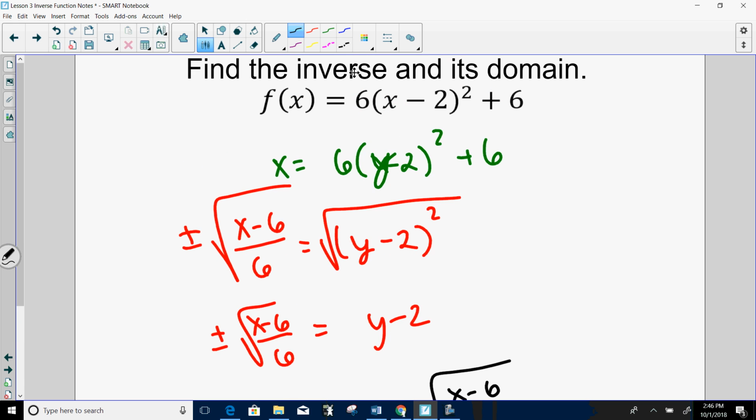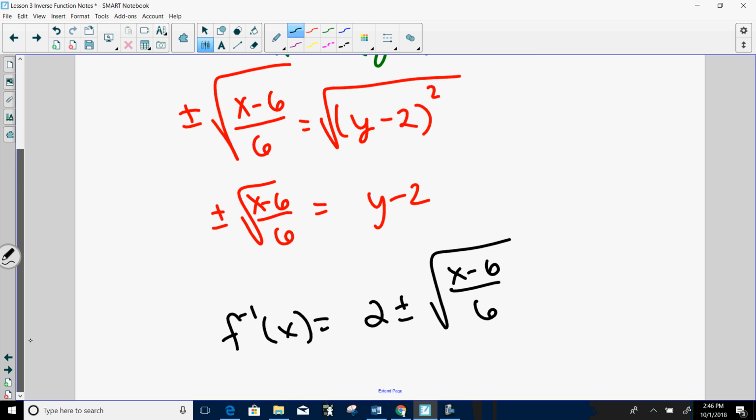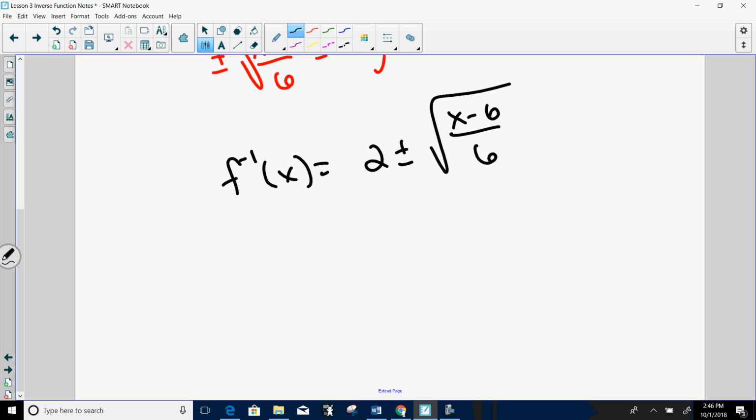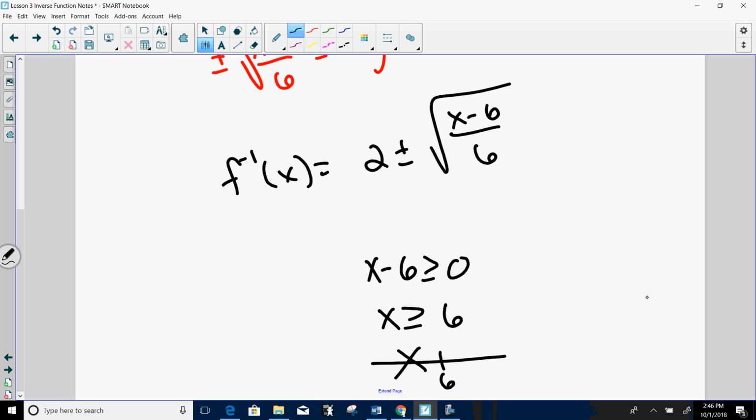Now the next part says find the domain. So what do I need to do? What issues do I have with this domain? Well, this square root can't be negative. The only part that's going to make this square root negative is if this x minus 6 is negative. So then we say x minus 6 has to be greater than or equal to 0. x has to be greater than or equal to 6. On the number line, there's 6. Anything left over here is bad. So then my domain would be bracket 6 to infinity. And that would be your domain.